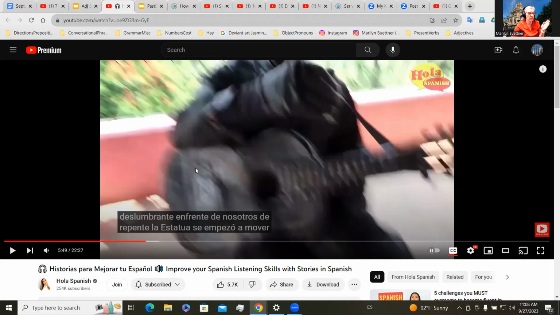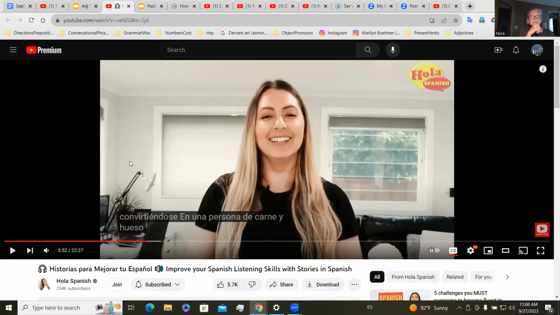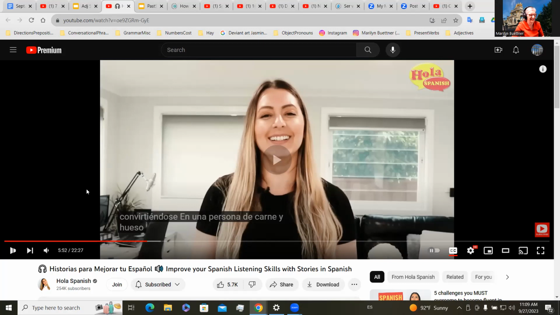Convirtiéndose en una persona de carne y hueso. Turning into a person of flesh and bones. It looks like meat and bones because the idea of flesh is expressed with the word carne. That's what carne is, flesh. Meat and bones. Carne y hueso is the way that's always phrased in Spanish.